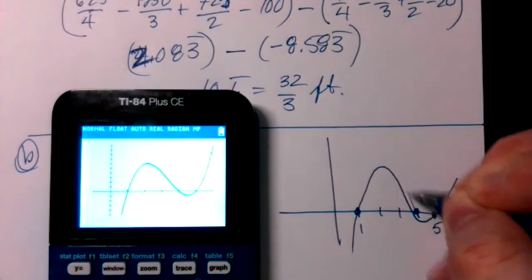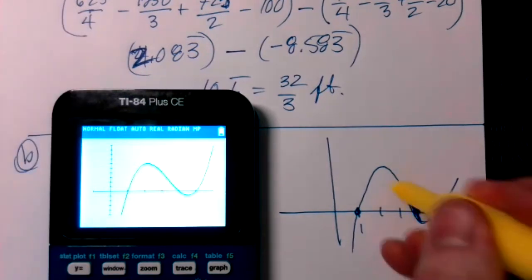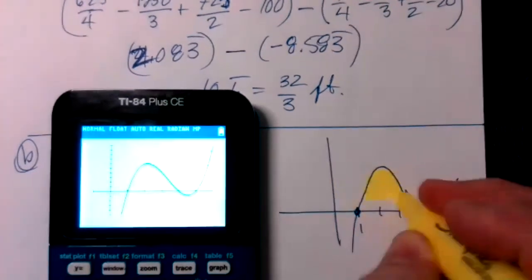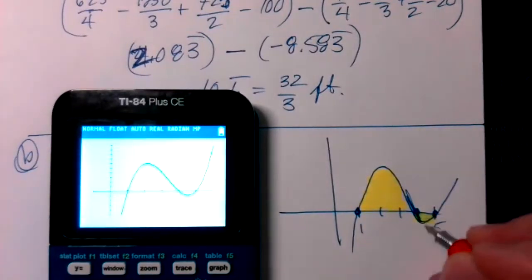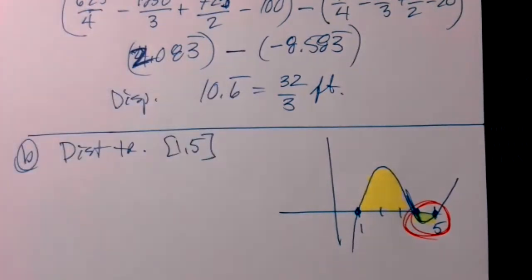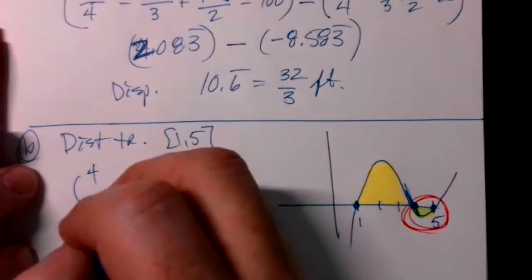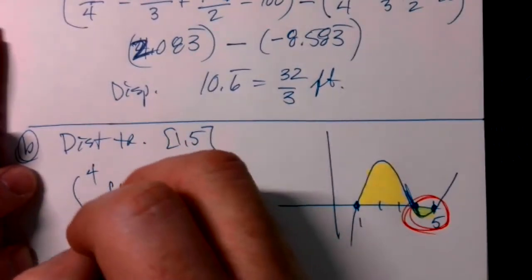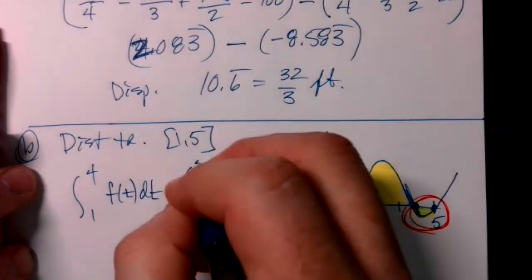Now, what we are interested in doing, remember, is finding the distance traveled, which is really area. And the thing to note here is this little piece is negative. So what this means is we're going to have to do the integral from 1 to 4 of, I'm going to say f of t, plus the integral from 4 to 5.